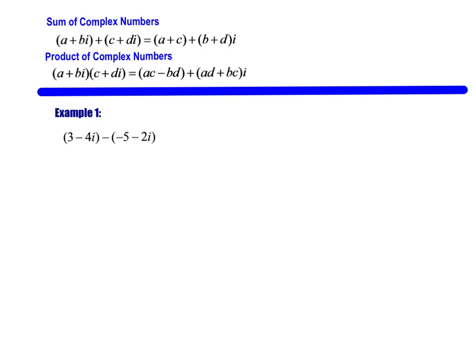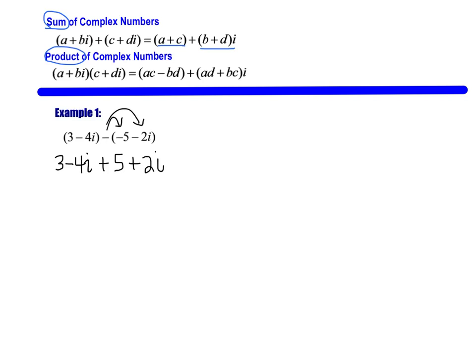So the process is fairly simple. When we add or subtract complex numbers, we just add the real part with the real part and the imaginary part with the imaginary part. And the same idea when we are going to multiply. So here's an example of subtraction. So we have 3 minus 4i, that's a complex number. And then we're subtracting the complex number -5 minus 2i. Now first of all, I'm going to distribute this negative through. So we're adding 5 and we're adding 2i.